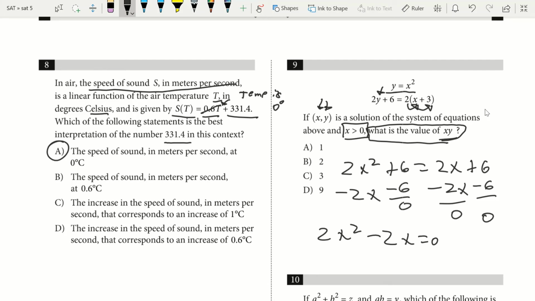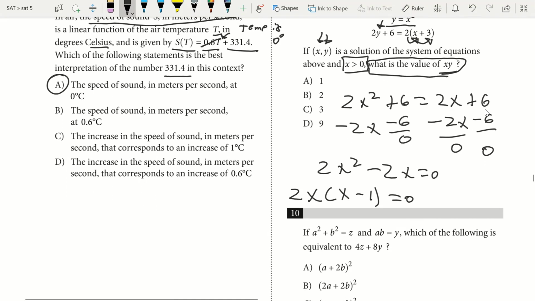Well, now I'm looking here, and I see I can factor out 2x, right? So I'll be left with, because we have negative 2x and 2x squared, which each have 2x, 2x times x minus 1. All right, now all I've got to do is set that equal to 0, right? So now I have x minus 1 equals 0. We add 1 to each side, and we get that x equals 1.